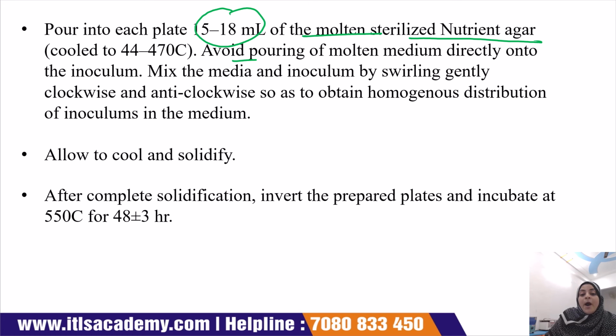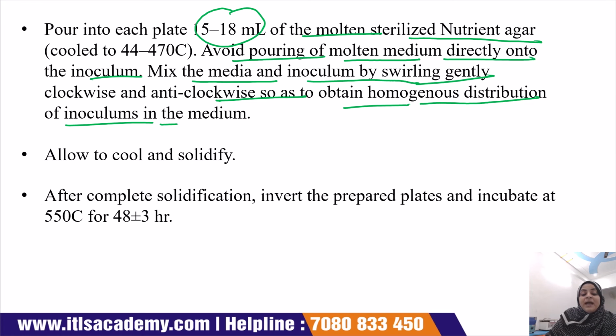Now the next step is to pour into each plate around 15 to 18 ml of the molten sterile nutrient agar. Avoid pouring molten medium directly onto the inoculum. Mix the media and inoculum by swirling gently clockwise and anti-clockwise so that we obtain a homogeneous distribution of the inoculum in the media.